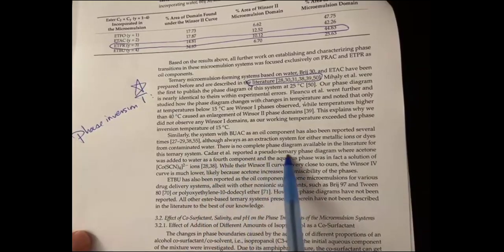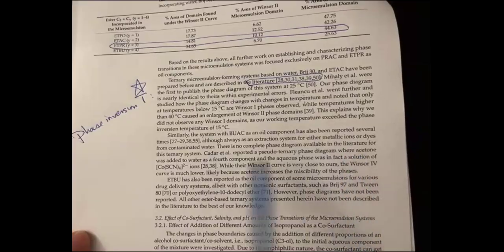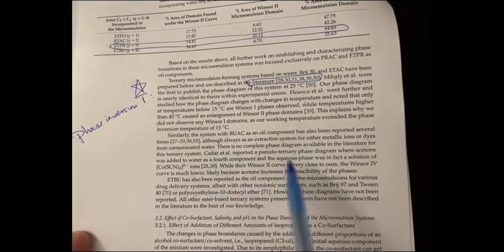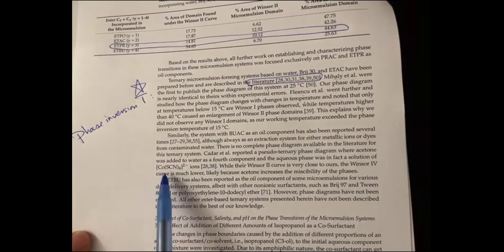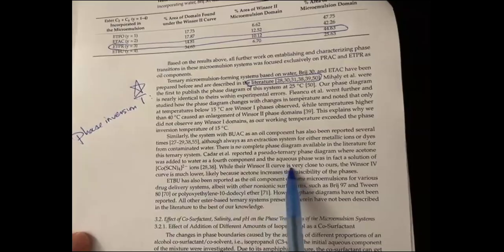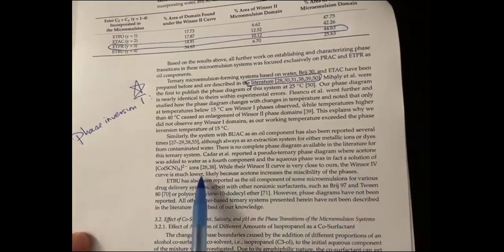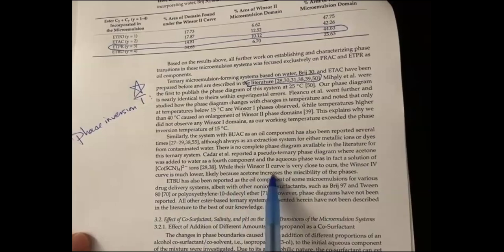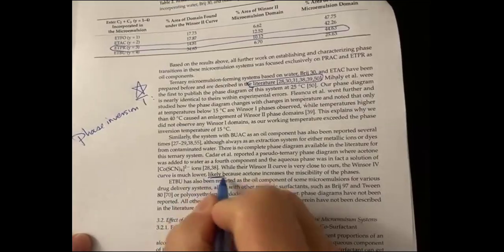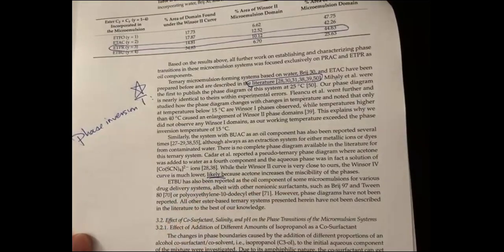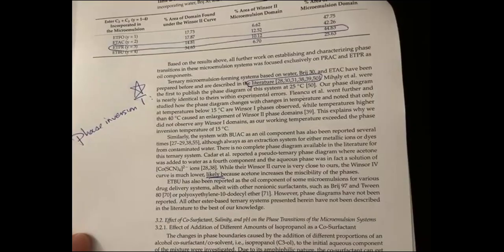Kadar et al. reported a pseudo-ternary phase diagram where acetone was added to water as a fourth component, and the aqueous phase was in fact a solution of cobalt tetrathiocyanate-ish ions. While their Windsor 2 curve is very close to ours, the Windsor 4 curve is much lower, likely because acetone increases the miscibility of the phases. So that's a key word there. Likely means we can make arguments, but notice there's no other things here.